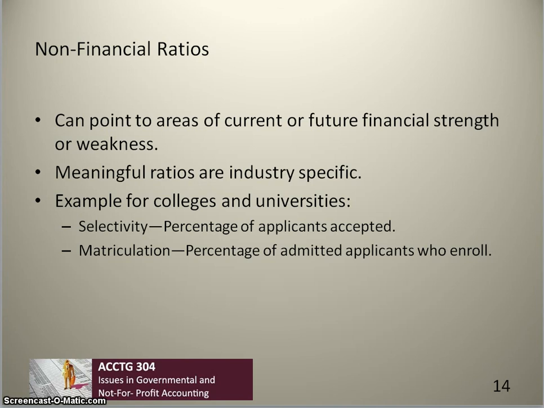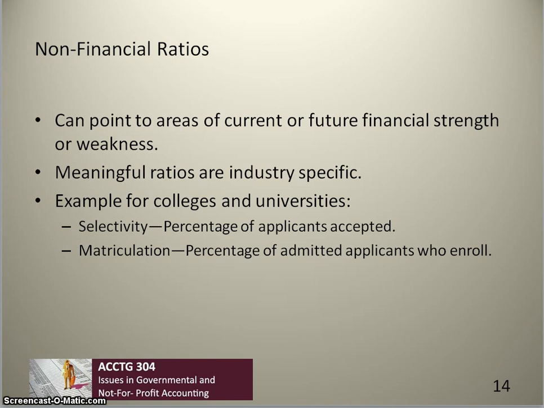Finally, in some cases, it's appropriate to calculate some non-financial ratios, which can point to areas of current or future financial strength or weakness. Appropriate ratios would be very industry specific. One example is for colleges and universities, selectivity and matriculation, which measure the percentage of applicants accepted and the percentage of admitted applicants who actually enroll, and can measure the college or university's market position. A stronger market position, measured by higher numbers for these two ratios, indicates that its ability to raise revenues in the future is stronger.